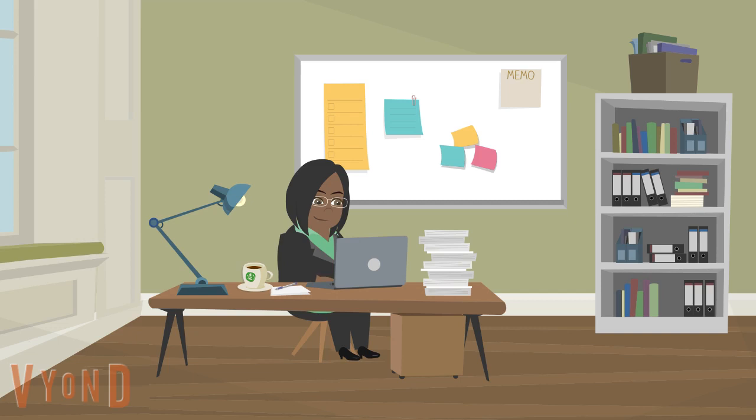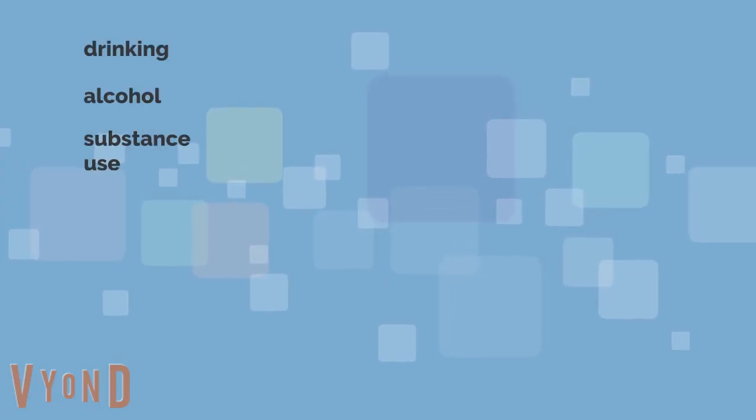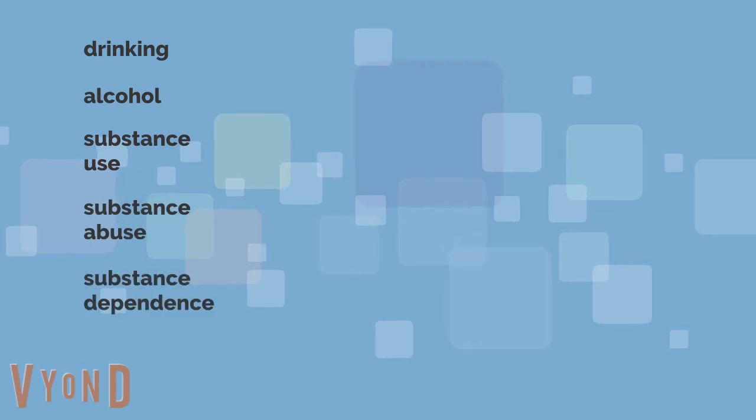The first component might be the issue that Maria is struggling with, alcohol. If you think about how authors of research papers might describe problems with alcohol, you can probably come up with a few keywords to describe this concept. Drinking, alcohol, maybe even substance use or abuse or dependence.